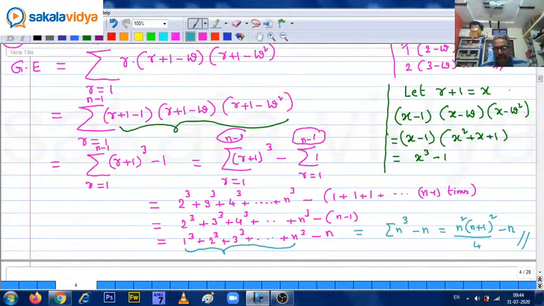This question is the connection between algebra, complex numbers, and progressions. The 3 chapters are there in this one.